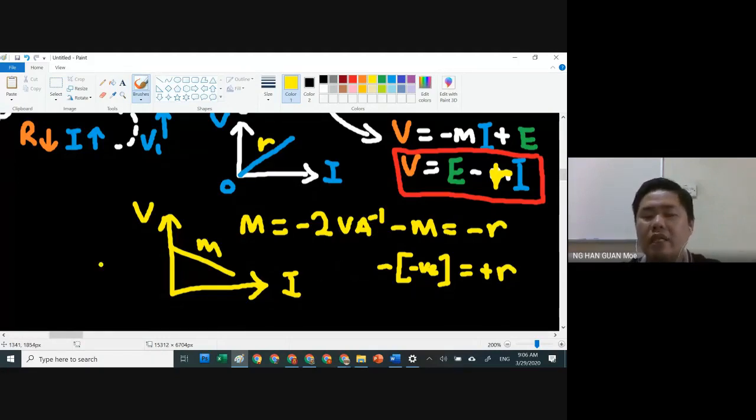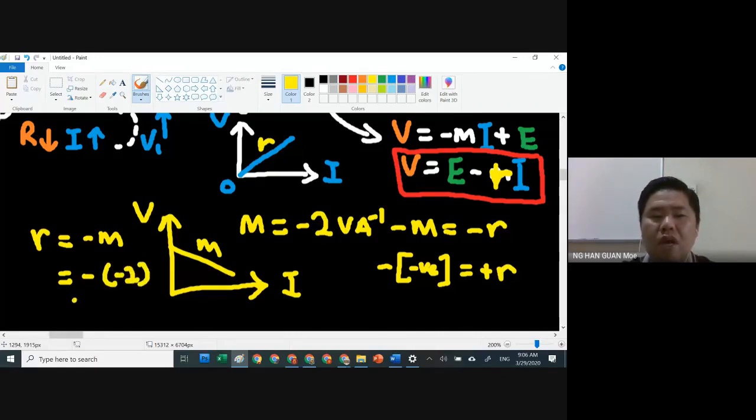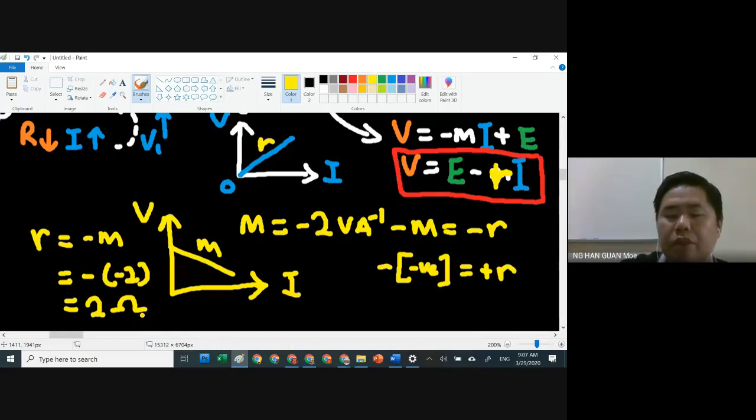Then the next question will ask you to determine the internal resistance. It will tell you the internal resistance equals negative M. So determine the internal resistance with the gradient that you get. When you do the calculation, negative M is what? M is negative 2. That's why you will have R equal to 2 ohm, the internal resistance of the circuit. So this question came out a few times in SPM, paper 3.